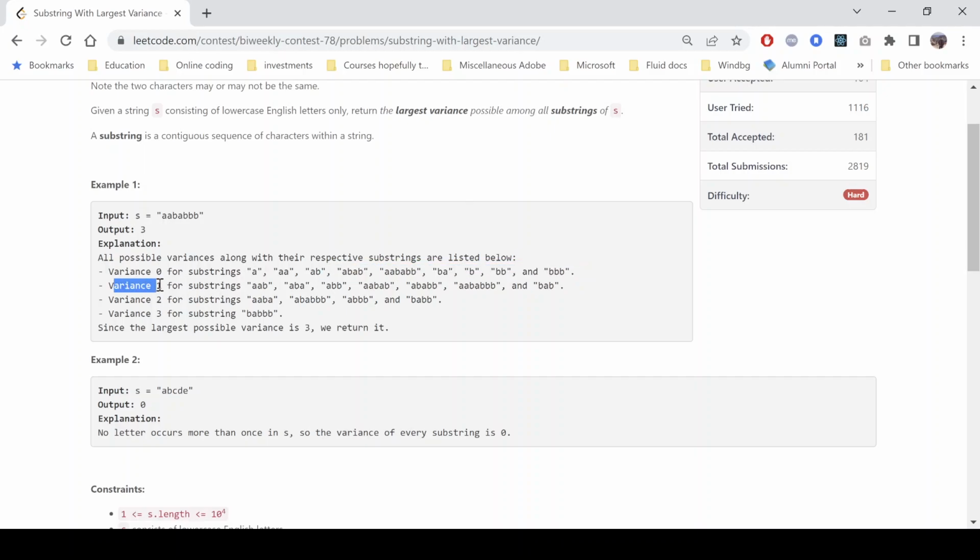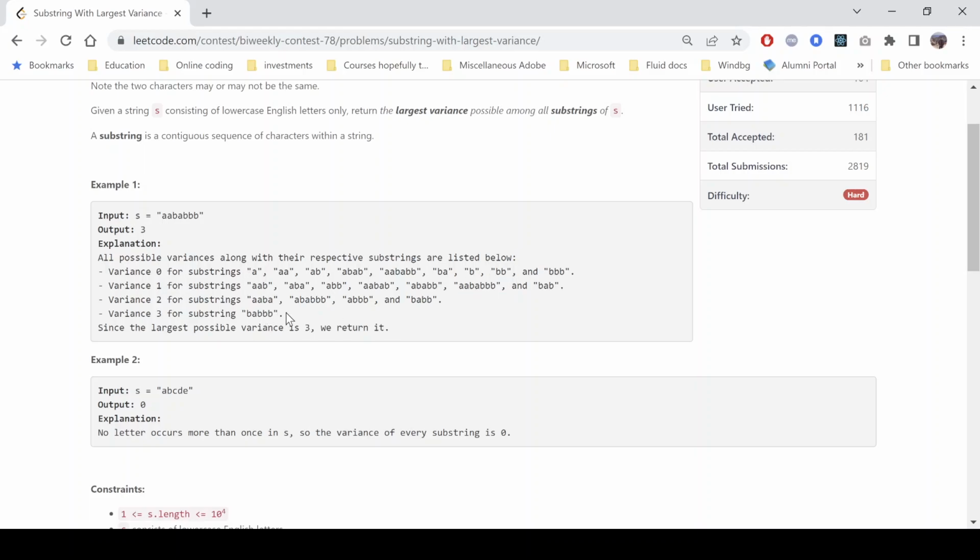If we look for variance equals to 1, then we see here we have AAB. So difference of occurrence of A with occurrence of B gives us 1. Similarly ABA, ABB, and so on. Like, let's look into this one. So we have 3A and 4B in this case. So again, the difference will be 1, so the variance comes out to be 1.